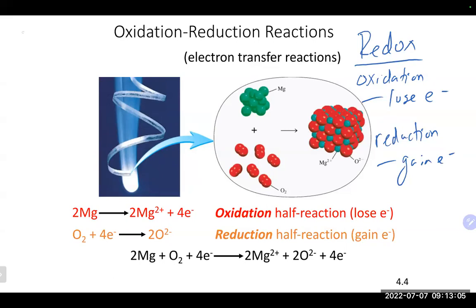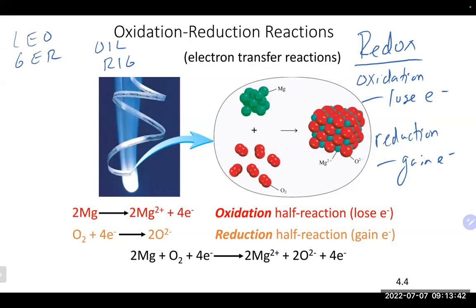Sometimes people remember this with Leo the lion goes grr: loss of electrons, oxidation; gaining of electrons, reduction. Some people are fond of OIL RIG: oxidizing is losing, reducing is gaining, whichever one you like there. So those are two basic definitions of oxidation and reduction. And it also is really the third reason why a reaction takes place, which is transfer of electrons. So all these reactions involve transfer of electrons.